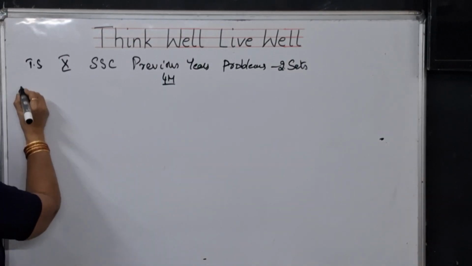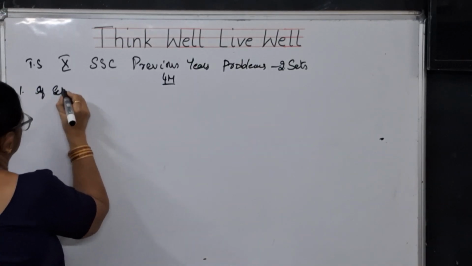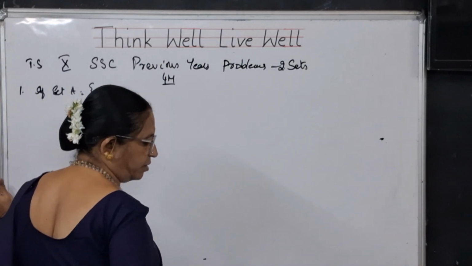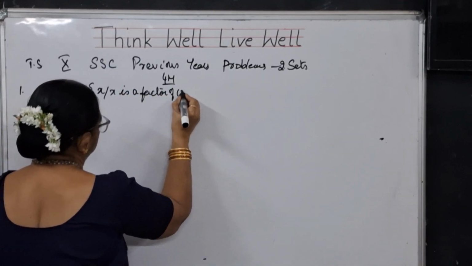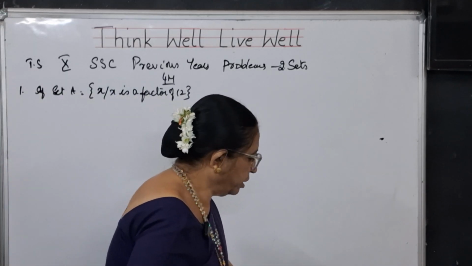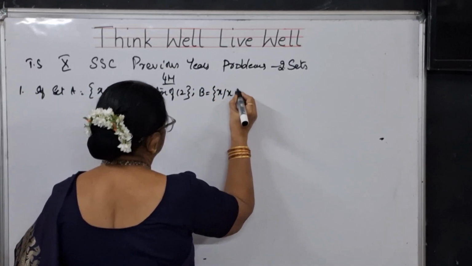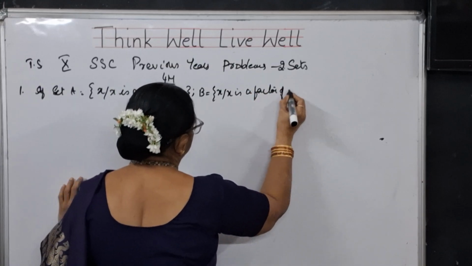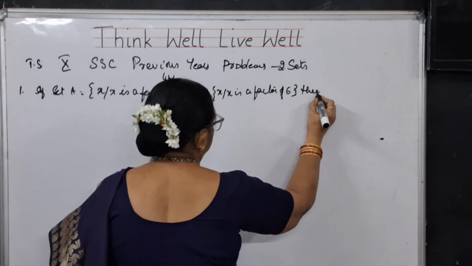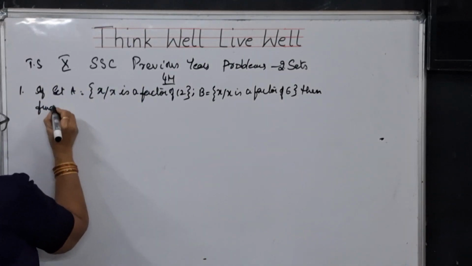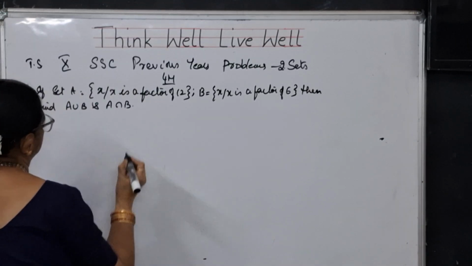So in this 4 marks, the first problem is: if set A is x such that x is a factor of 12, and B is equal to x such that x is a factor of 6, then you have to find A union B and A intersection B. So this is the problem, children.